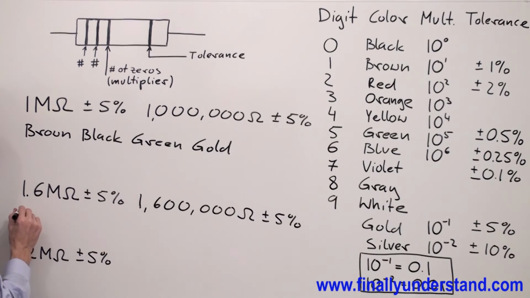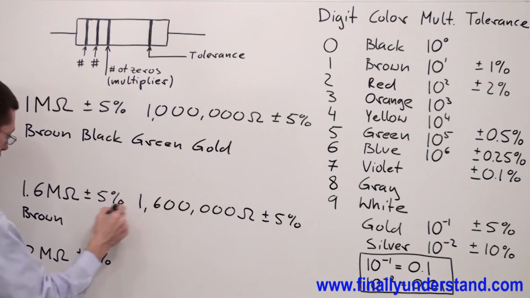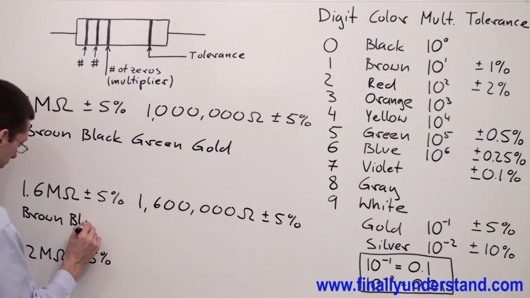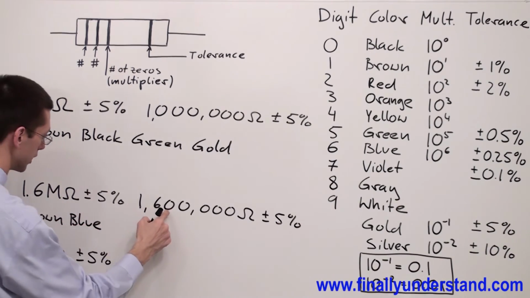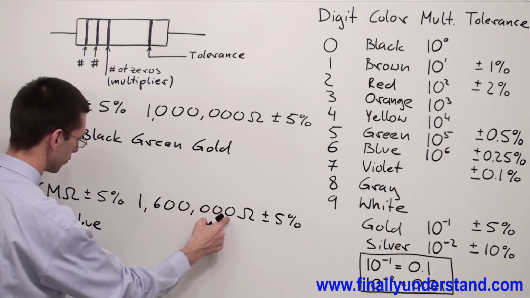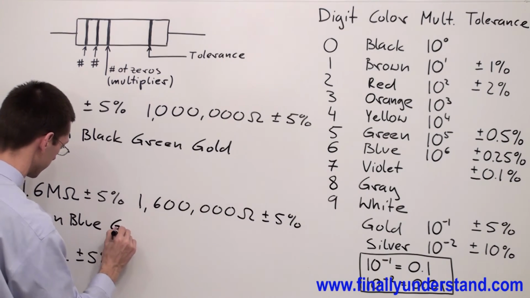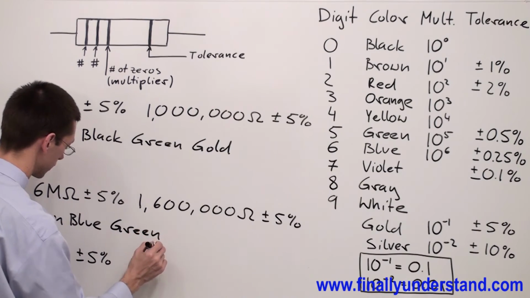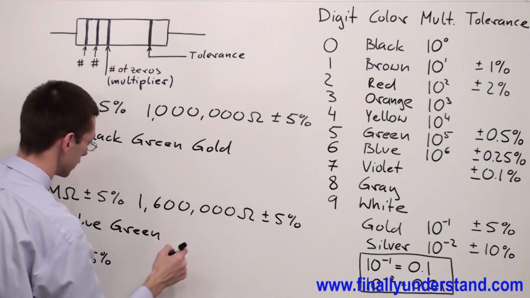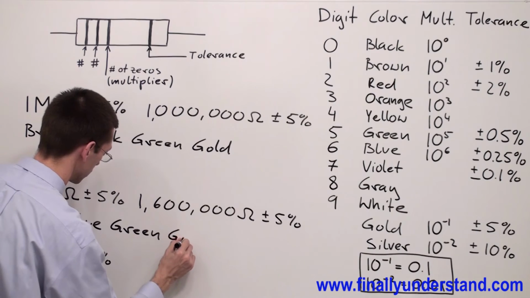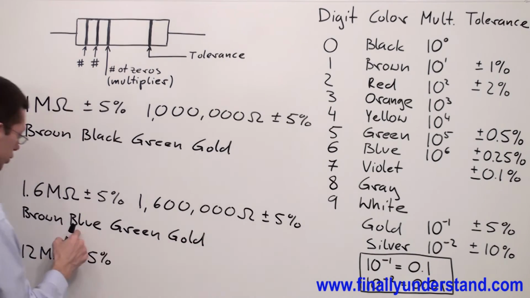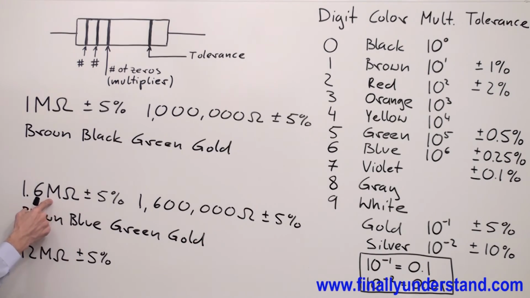1 is brown. 6 is blue. How many zeros left? 1, 2, 3, 4, 5. Green. And the tolerance is 5%, gold. This is the color code for this resistor.